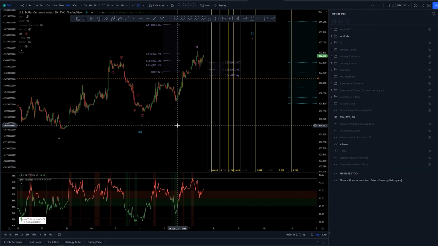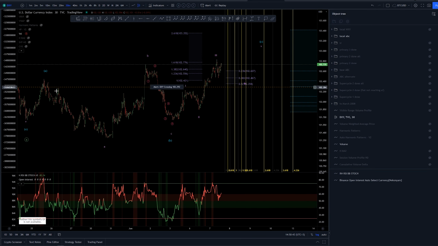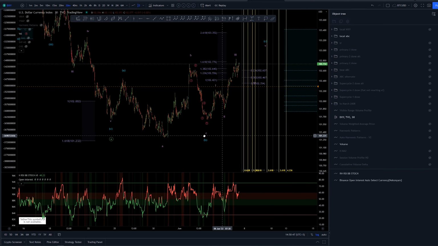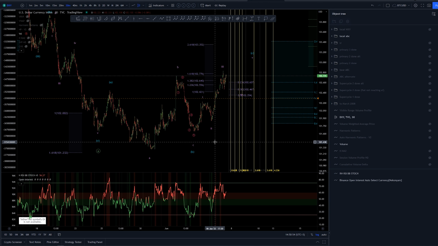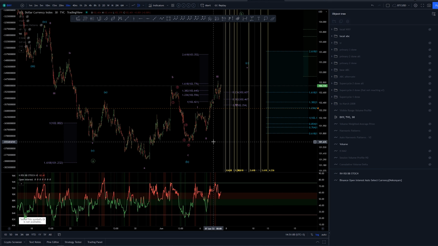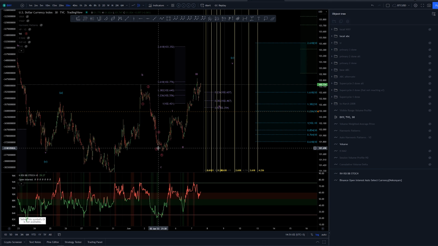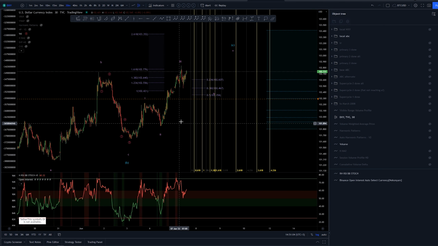Here, if we are zooming in, for the B wave we had this weird looking structure for A, B, and then C, creating this running flat, which is really rare. That is making this count a bit unlikely, or less likely I guess, but again it is working. It's met the minimum requirements that it needs to be, so it is valid still.